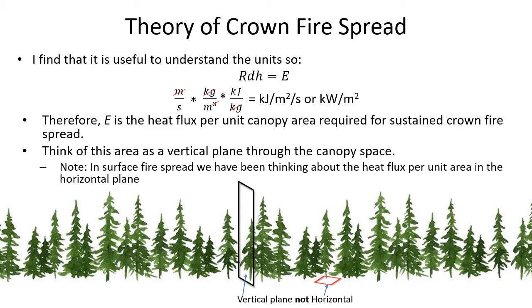This area here is actually the vertical plane through the canopy space, not the horizontal plane down on the surface like we've seen in our fire heat release rate per unit area. With surface fire, we're now thinking about the canopy as this two-dimensional vertical plane through the canopy space, and we basically need enough horizontal heat flux into that plane in order for it to continue to propagate. Hopefully that visual helps you out. This is really what we're thinking about. We've kind of flipped our dimensions here from our discussions on surface fire.